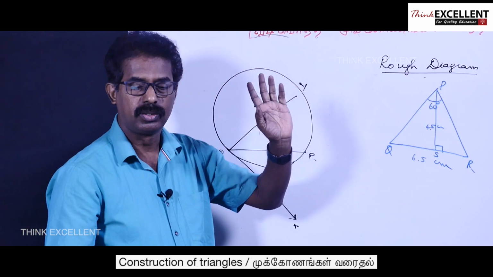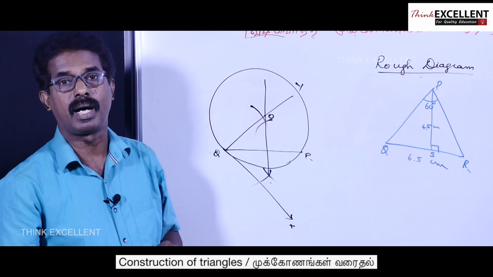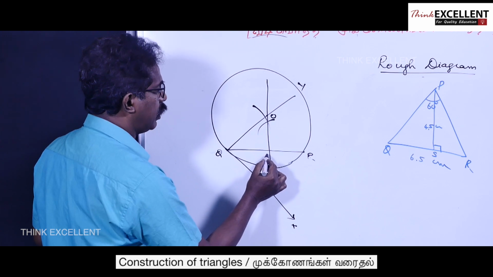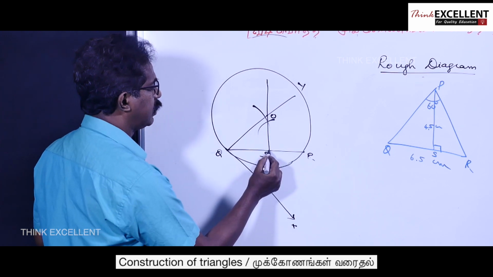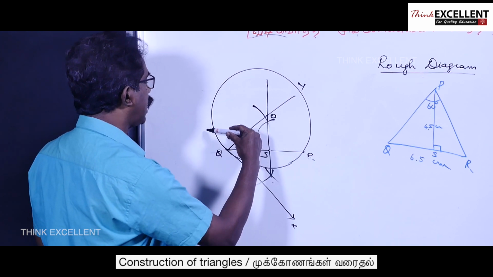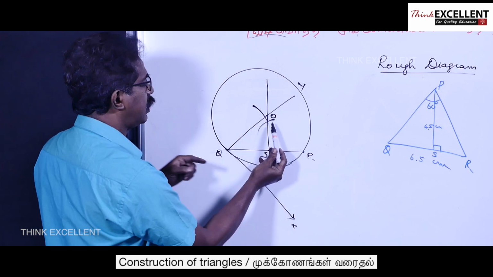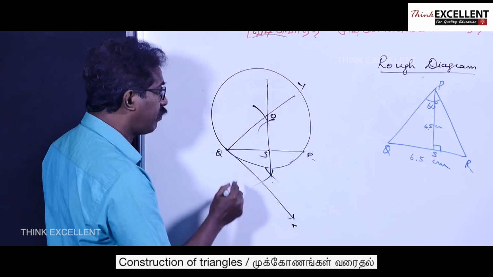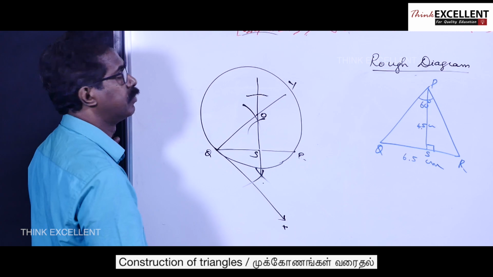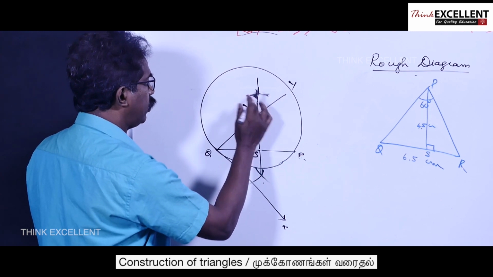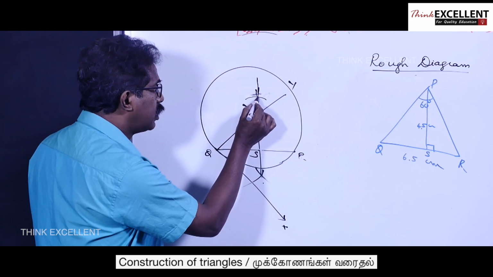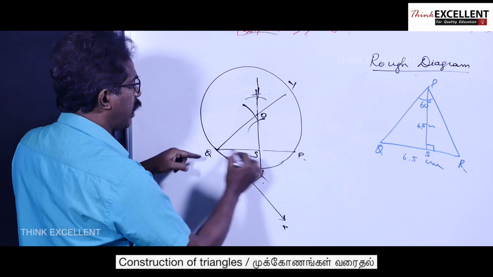Altitude is 4.5, so in the compass you take 4.5. Keep the pointer at Y. In the previous one, I asked you to cut the circle, right? If the median is given, you cut the circle at two places. But if the altitude is given, take 4.5, keep the pointer at Y, and cut this perpendicular line. It cuts at some place. 4.5, cut it here. Now, through this, you draw a line parallel to the base.